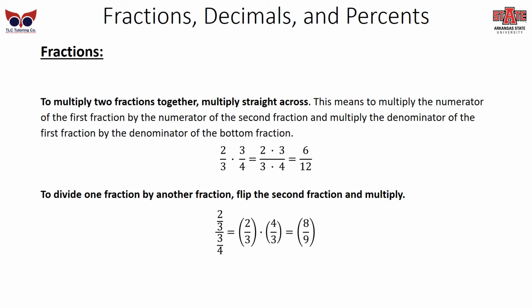Now if we're going to divide, we're going to flip. We're going to keep the first number the same. We're going to flip the second fraction, and we're going to multiply them. So this becomes 2/3 times 4/3. 2 times 4 is 8, 3 times 3 is 9, and you get 8/9.